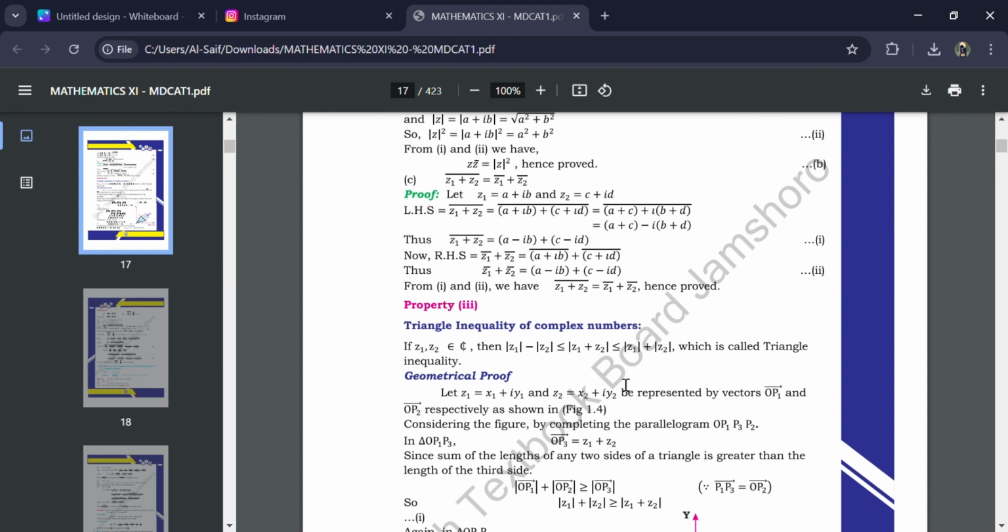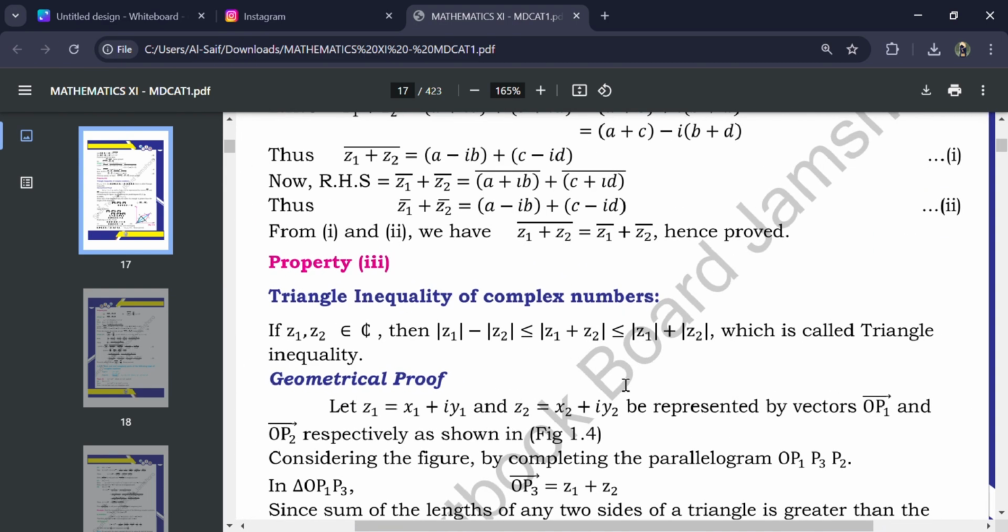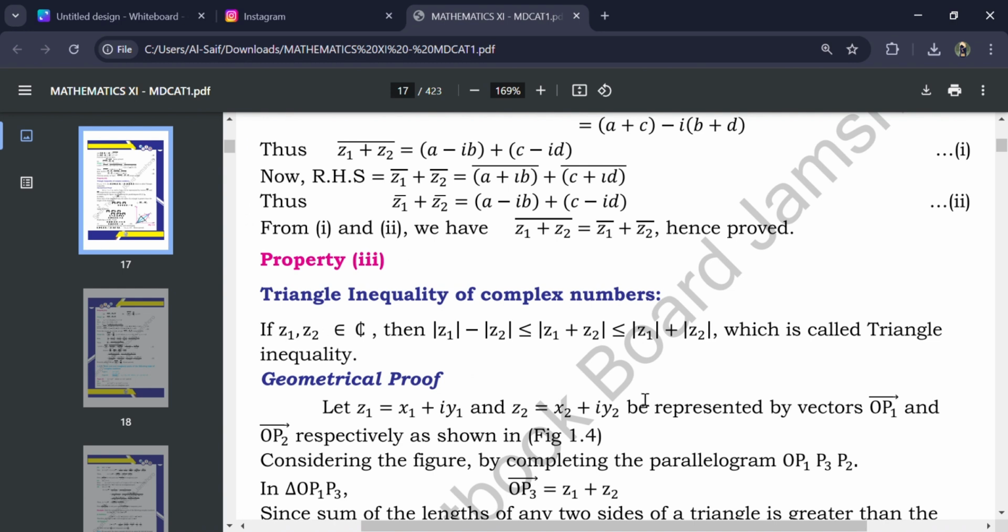Here you can see the line from the book, and it's the triangle inequality of complex numbers, where the subtraction of mod z1 minus mod z2 is less than or equal to the mod of the product of the two complex numbers, and that is again less than or equal to mod z1 in addition with mod z2.